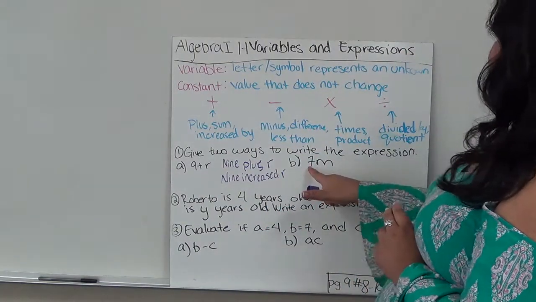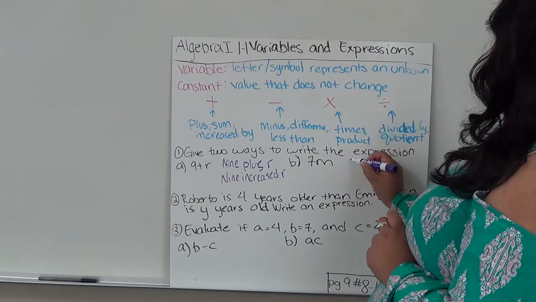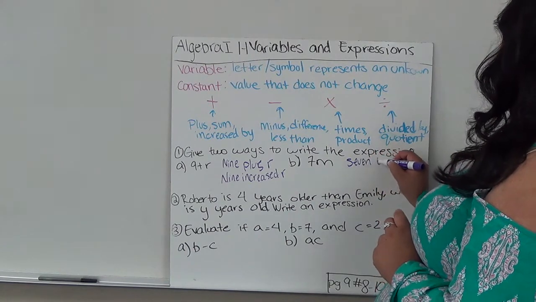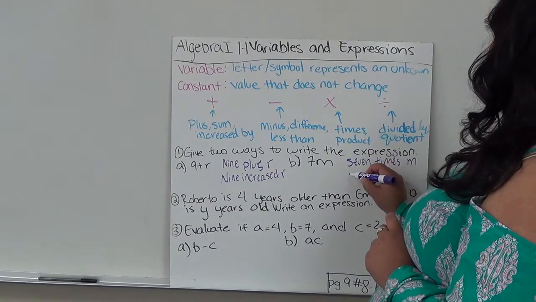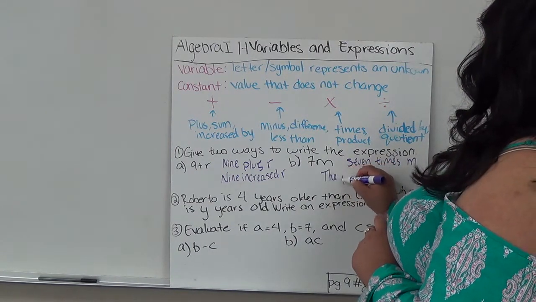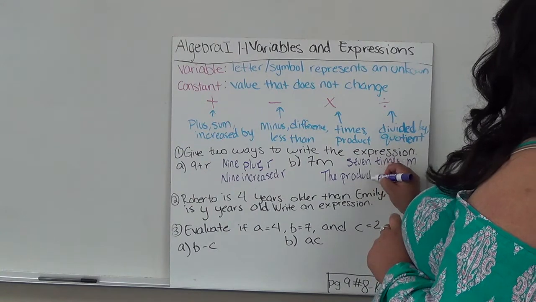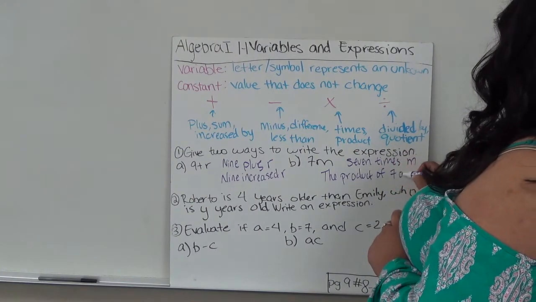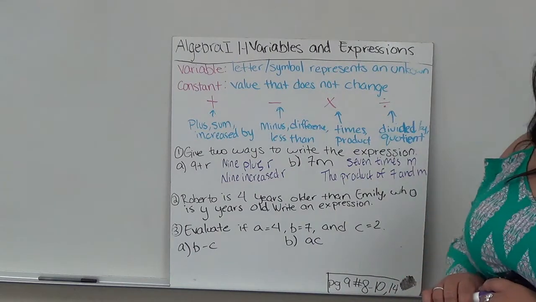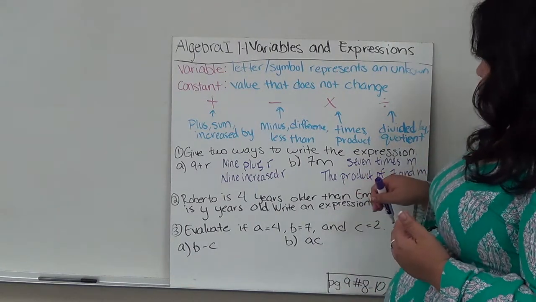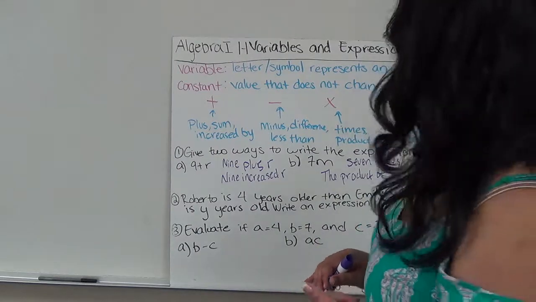The next one is 7 times m. So I can say 7 times m. Or I can say the product of 7 and m. I can write out these numbers, or I can just put them on there. It doesn't matter, whichever you prefer.